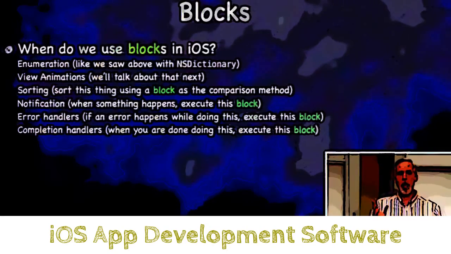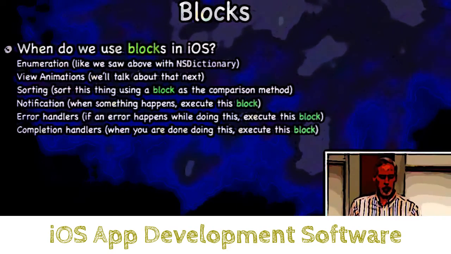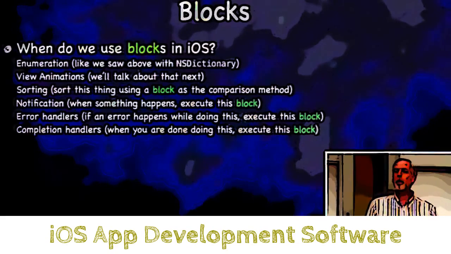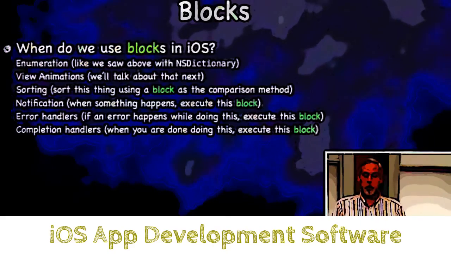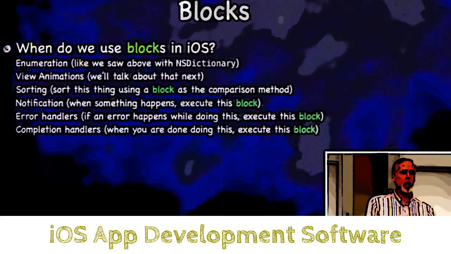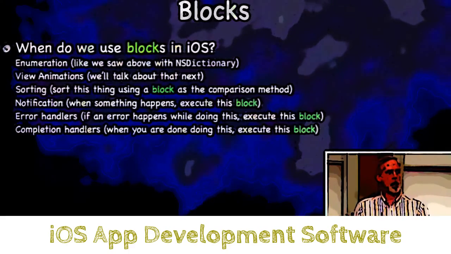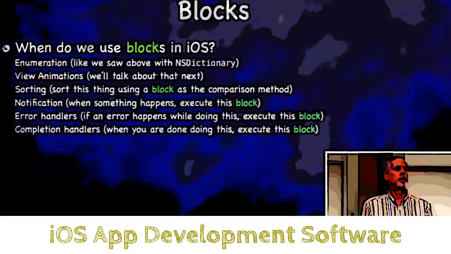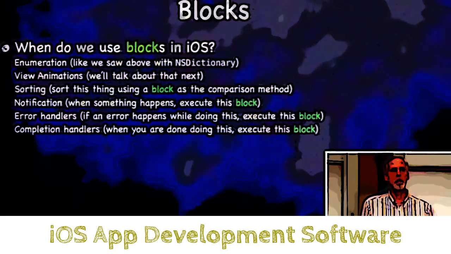When a radio station broadcasts, instead of sending a notification message, you can say, just execute this block when some broadcast happens on the radio station. Error handlers, very common. Do this thing, and if an error happens, execute this block and I'll handle it. Completion handlers, also very common. Do this thing that's going to take a long time, and it's going to be done in a background thread, and when it's done, execute this block to let me know. Animation does that. In fact, we'll see that in the animation too.